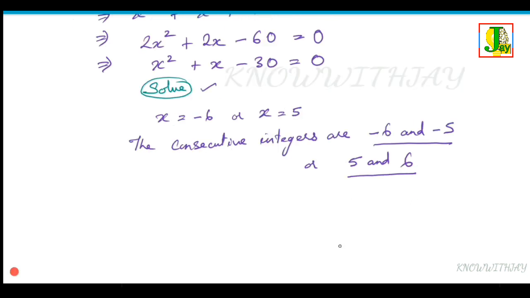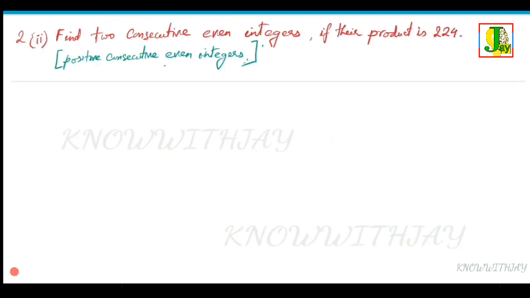Your answer depends on the nature of the condition of the question. So if they are asking you to find integers, then you have to choose both. If they are asking you to find consecutive natural numbers, then you are going to write only this part, 5 and 6, and not minus 6 and minus 5. Now in this question they are asking you to write two consecutive even integers, okay, if their product, the condition is the product is 24.